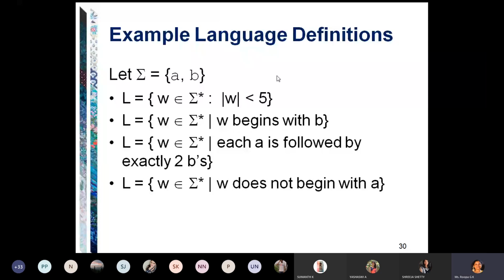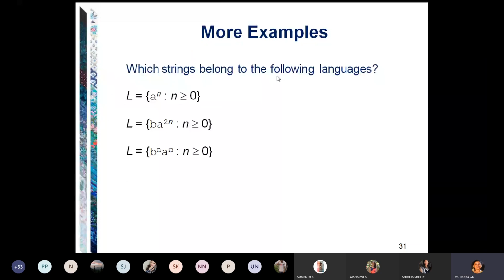First one I can say ABB. When there is A, it is followed by exactly two B's. So I can have ABB, then some B's, BB. Once again, ABB I can have. If A is there, then it is followed by exactly two B's. Last one, W does not begin with A, means it should begin with B. Okay, now problems. Take down.